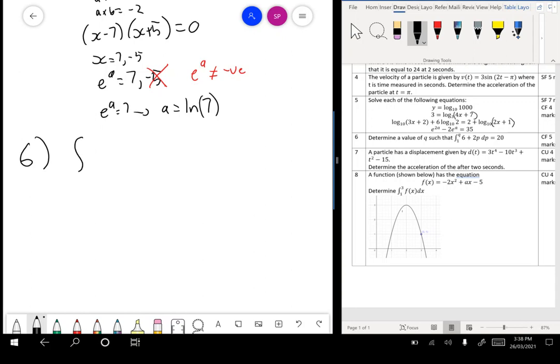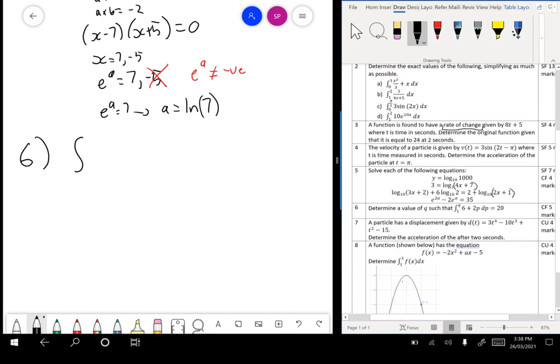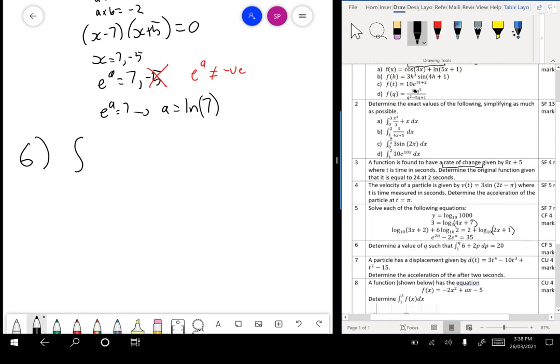We have some integral. Now, I believe... Oh, no. That's equal to 20. Wasn't there some problem that I gave you guys that should have been equal to 56?